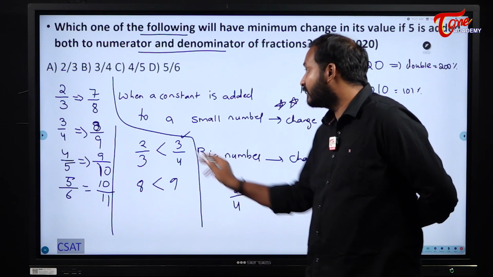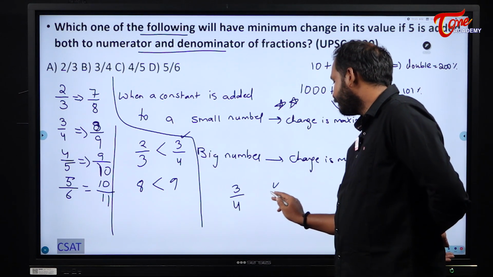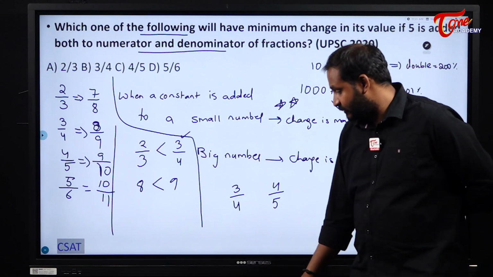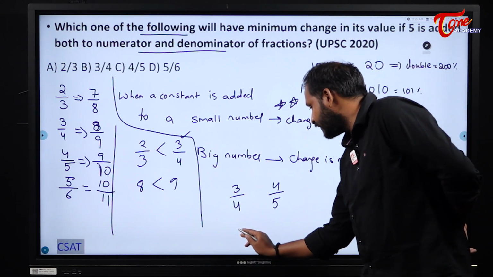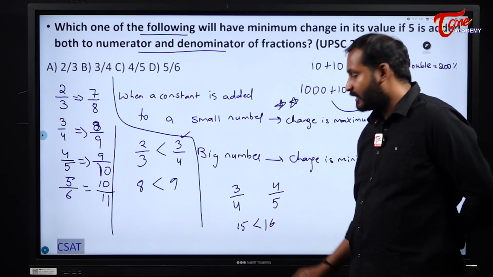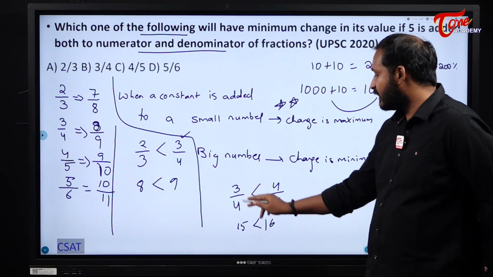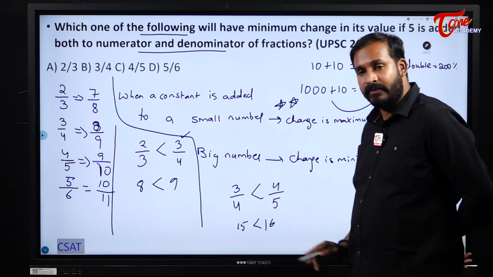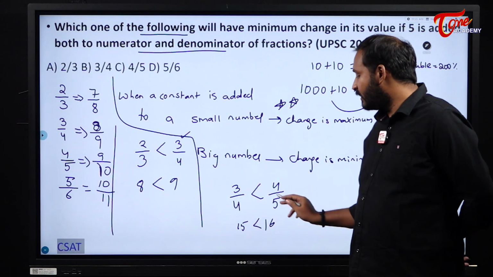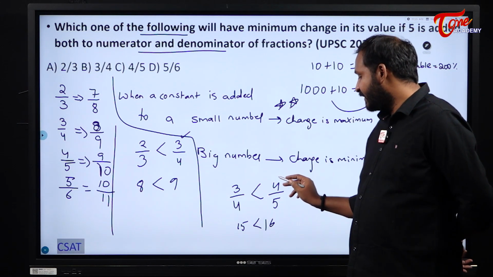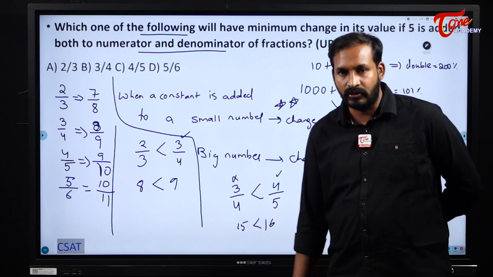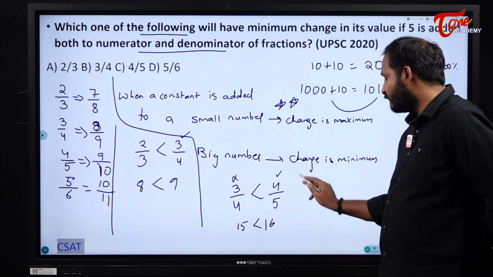Now I need to compare 3 by 4 with 4 by 5, because the next option is 4 by 5. 3 5s are 15. 4 4s are 16. So 4 by 5 is greater than 3 by 4. Which one will have minimum change among these two? The bigger value will have the minimum change, and the smaller one will have the maximum change. So 3 by 4 is now out of the race.